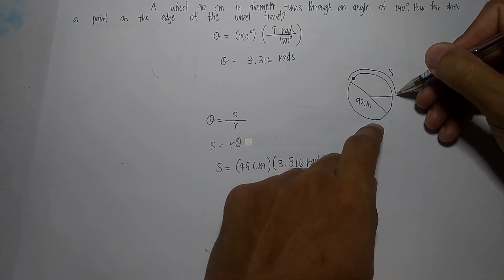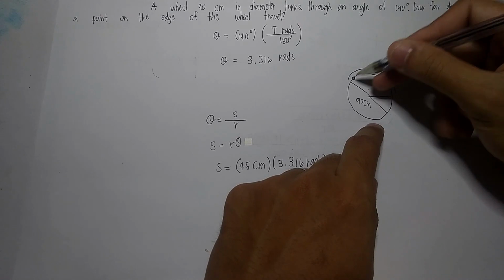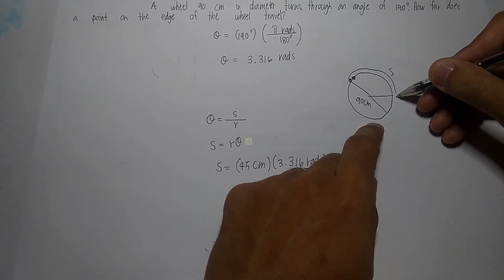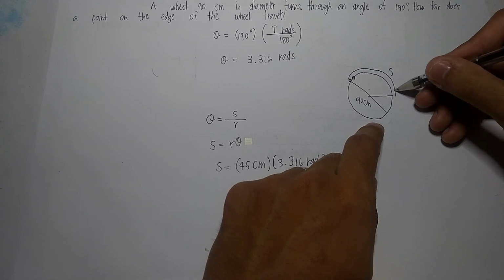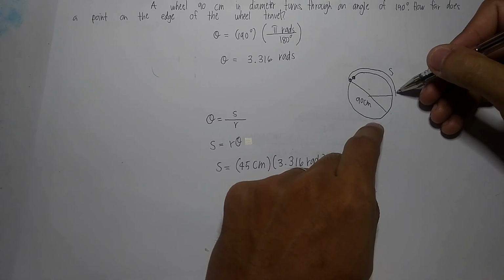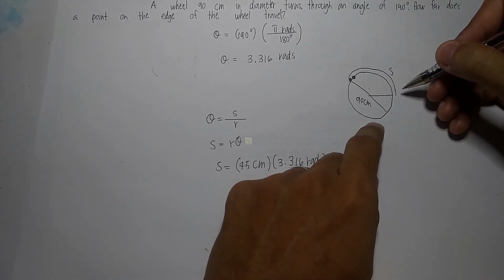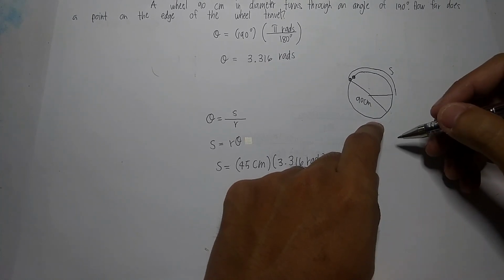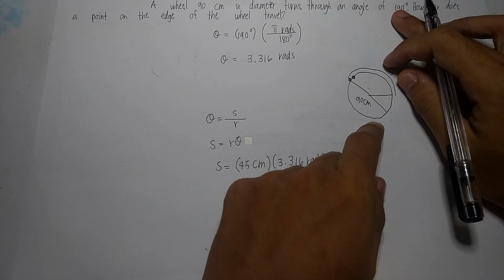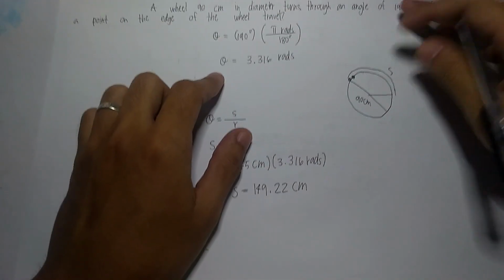If the wheel turns 190 degrees, let's assume that this point from here is 190 degrees. The arc length is unknown. This is the distance that the wheel travels when it moves. So we need to find that given the context that we only have two known values, which are the 190 degrees and the diameter of the wheel.